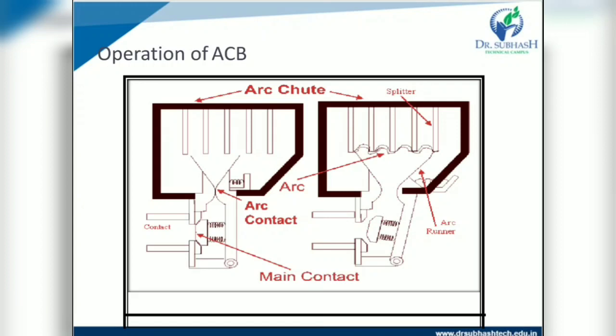So we can increase the length of the arc. Then the arc resistance is increased by splitting, cooling and lengthening. The arc resistance is increased to such an extent that the voltage drop across the arc becomes more than the system voltage, and the arc gets extinguished at the current zero of the AC wave.